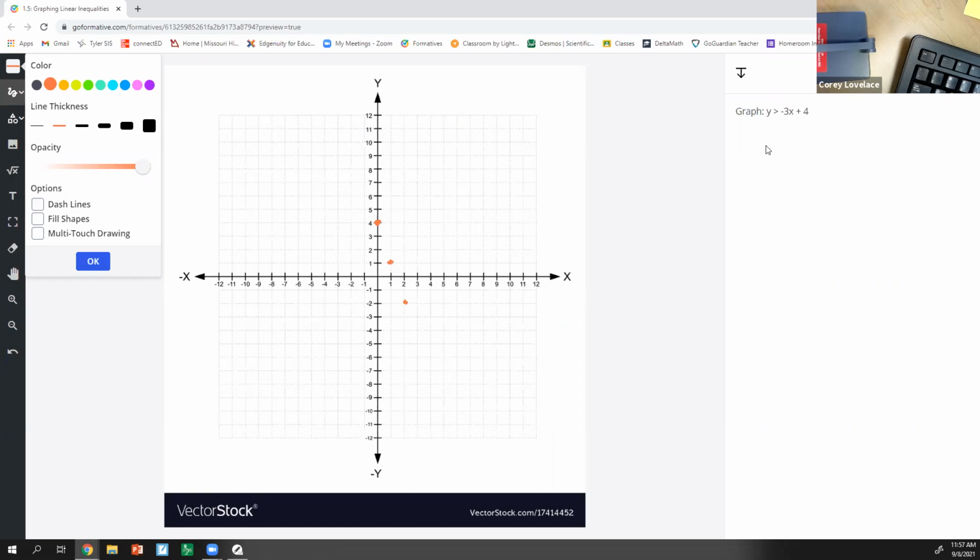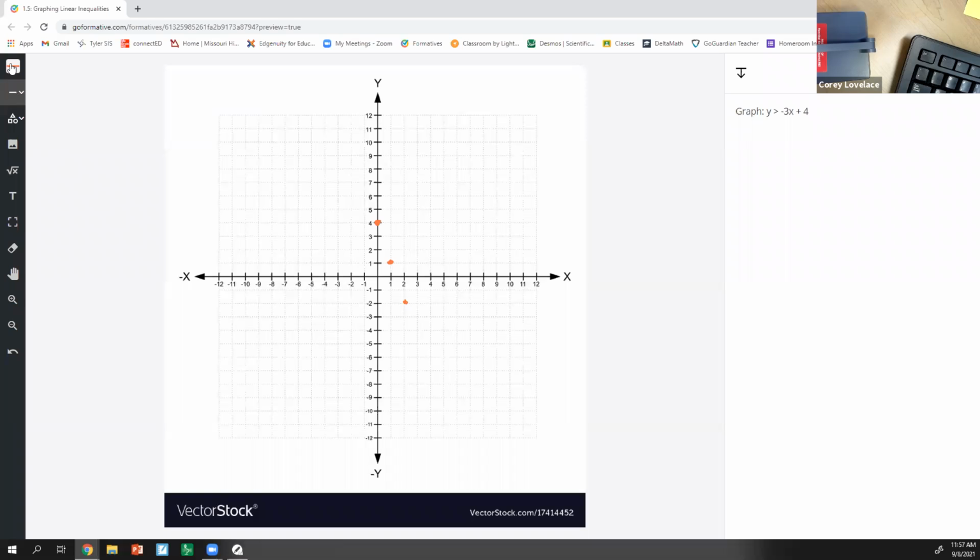And then before I make my line, I'm going to pay attention to it's only greater. So I want a dashed line. So you can do that on Formative. I can switch to my line tool. And then when I click up here at the color, I can just choose dashed lines. And then it'll give you that dash around the box. And then you just connect those as best you can. That was a little bad. Let's try it again. There we go. And then arrows at the end still.